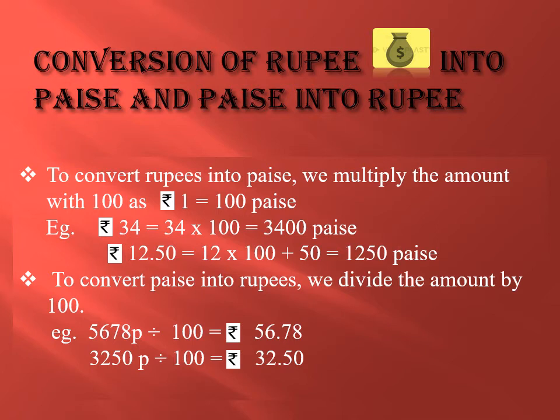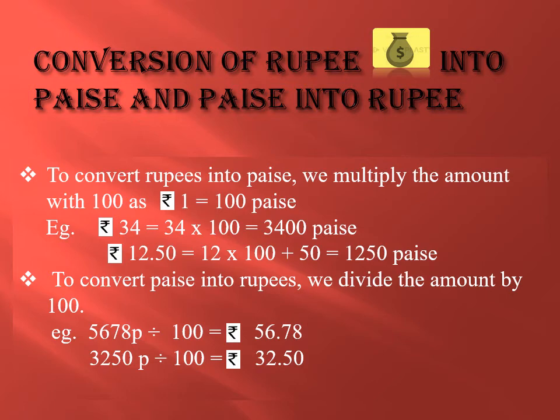On the other hand, if there is an amount that is in rupee and paise both, then we will only convert the rupee value and we will add the paise value in the converted number, like 12.50. 12 is representing the rupee and 50 is representing the paise. So 12 will be multiplied by 100 plus 50, that will give 1250 paise.